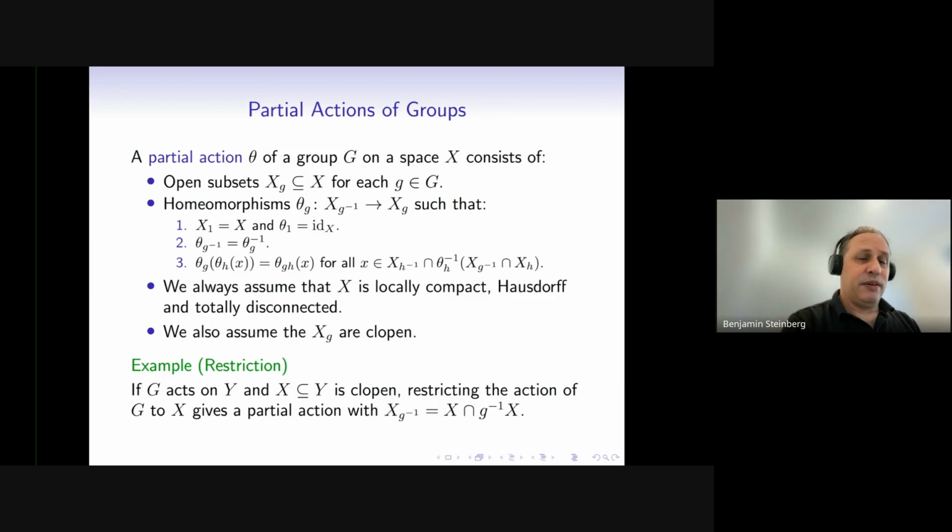So this is a partial action. I guess this is a bit quick if you've never seen them before, but you should just keep in mind this idea that they're basically what you get if you restrict the total action to a subset. And in some sense, if you don't care about properties of your space, you can always get it this way. But the problem is, even if your space X is nice, the space Y that you construct so that this works may be terrible. So that's why we just define it intrinsically.